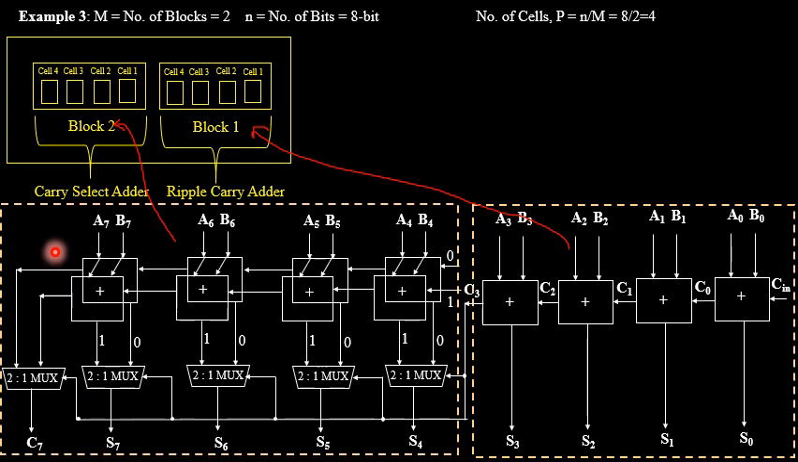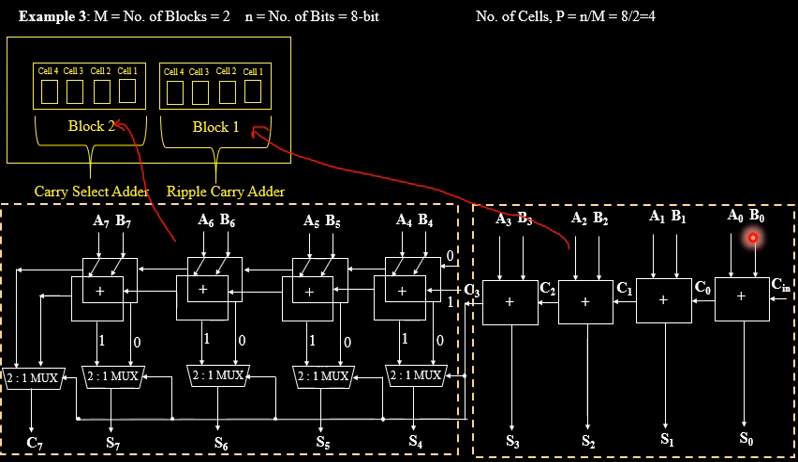So now C7 is the end of the block 2, right? Cell 4 ends over here. So for that I have to use an additional 2:1 mux and I have to apply the control signal which is applied from the C3 output of your first block, which is going to yield me the exact carry output C7. So now this is the complete design of your 8-bit carry select adder, which is comprising of 2 blocks and 4 cells.